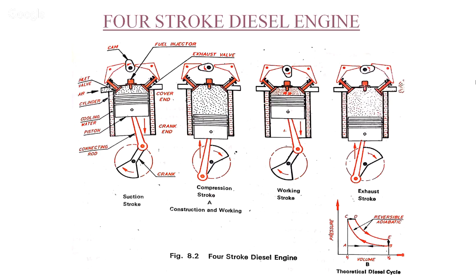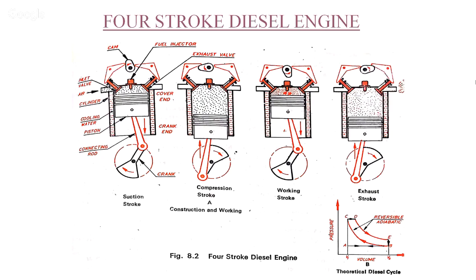a definite quantity of diesel is injected into the cylinder in the form of a fine spray, just like our deodorant. See how the deodorant is sprayed: very teeny tiny particles, a cloud of moisture. Such a fine spray is injected into the cylinder, so the diesel mixes with the hot compressed air. The heat of compression of that hot gas is sufficiently high to ignite the fuel. Therefore, self-ignition takes place by using the heat of compression.